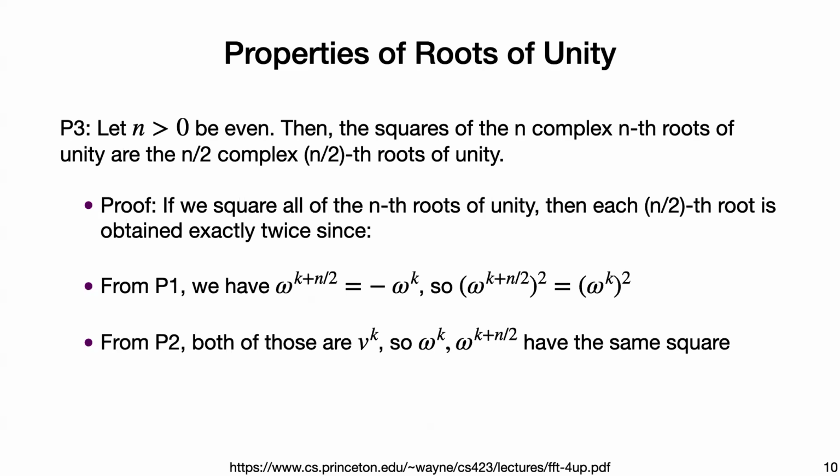And so squaring those will give you the same square because one half is positive, the first half is positive, the second half is negative. By squaring them, both of them become positive.